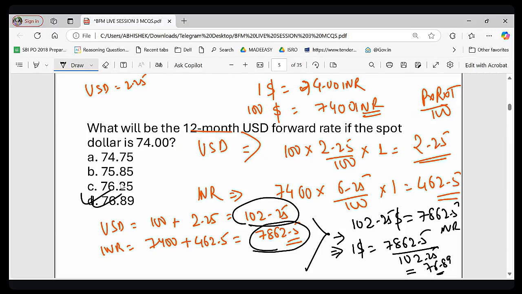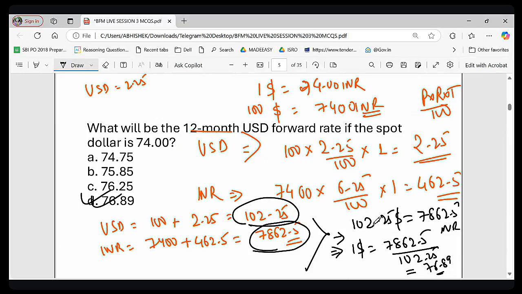Very good. So here is a simple way to think about it. We are looking at how much Indian rupees is needed to buy one US dollar after both currencies grow by their respective interest rate for 12 months. Since INR has a higher interest rate, it loses value faster, which increases the forward rate as compared to the spot rate, right?